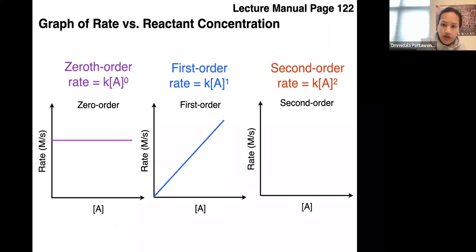For second order, the rate is directly proportional to A squared. So in this case, you are going to get an exponential graph like this. Here are the three different graphs.